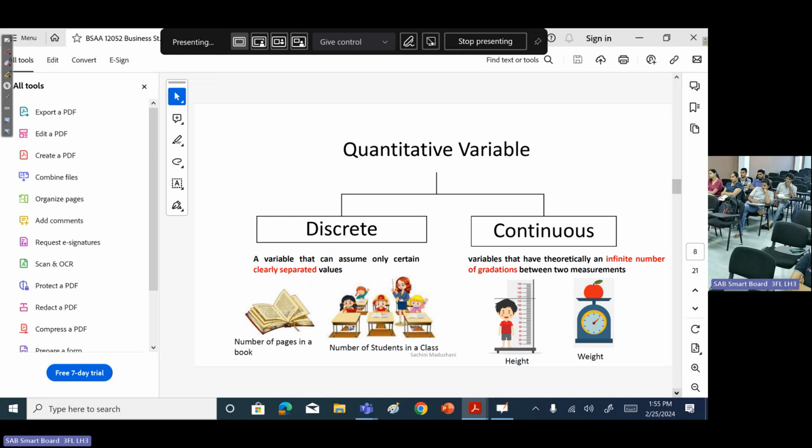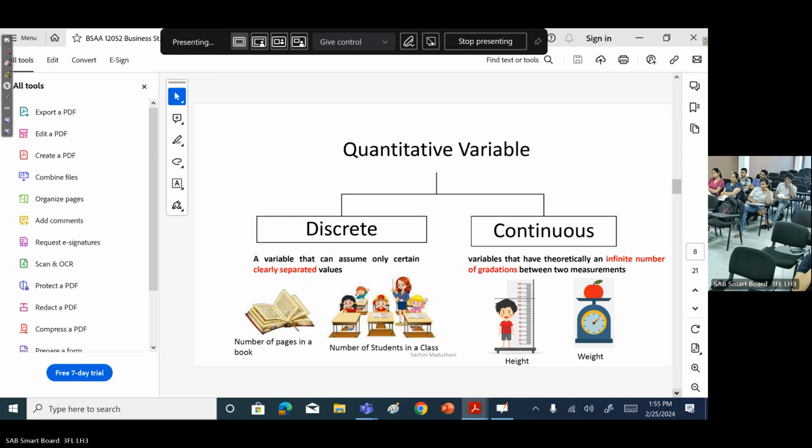Understood? Then tell me, is shoe size discrete or continuous? Do you know the shoe size? 14, 14 and a half, 15, 15.5. Is there anything in between? There is always a clearly separated value. So is shoe size discrete or continuous?